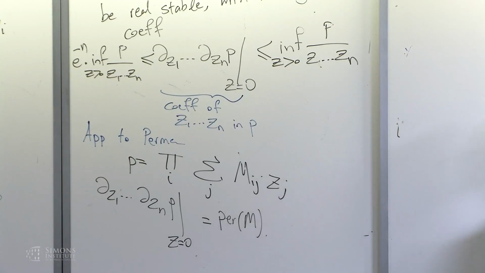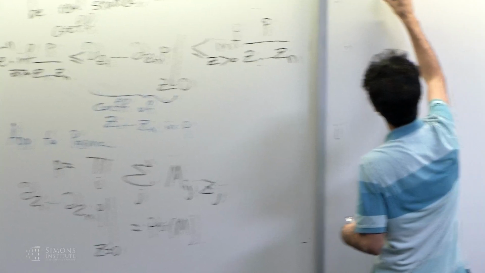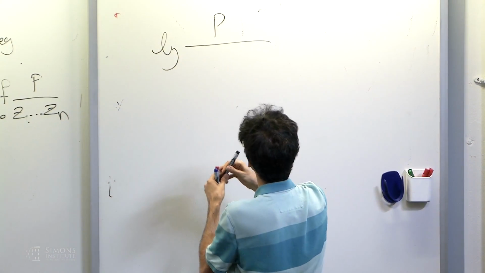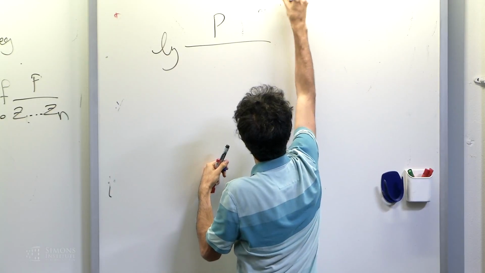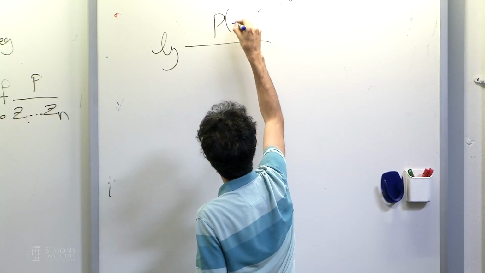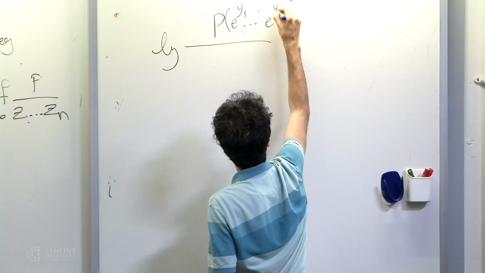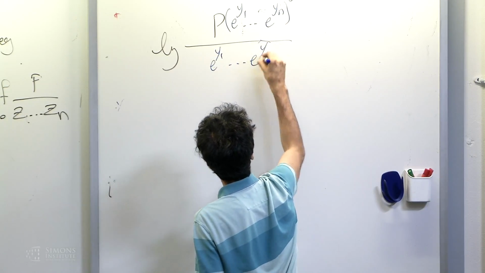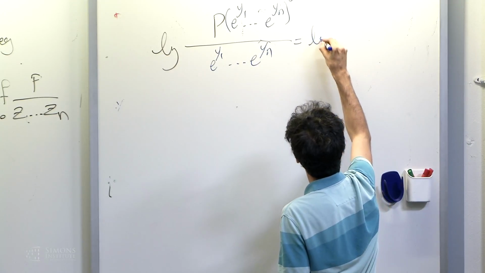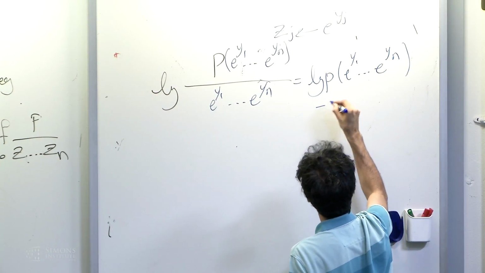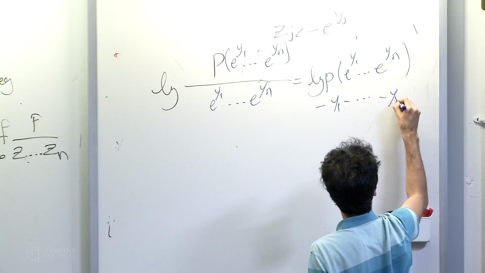So this function is not convex on its own, but you can do a change of variable and make it a convex function. In particular, if you look at log of P over z1 up to zn, where you substitute zj with e to the yj, so yj is really log of zj, I look at P of e to the y1 all the way to e to the yn over e to the y1 up to e to the yn. So log of this is really log of P of e to the y1 up to e to the yn, minus y1 minus ... minus yn.